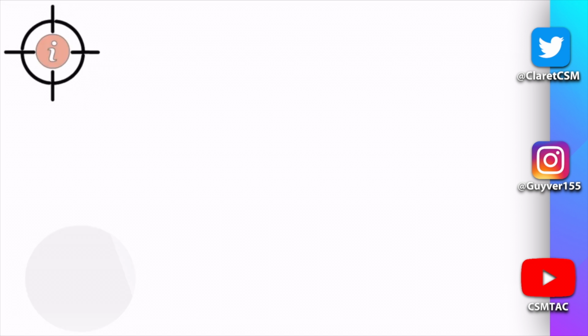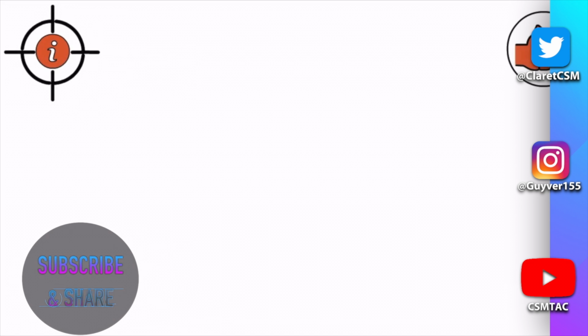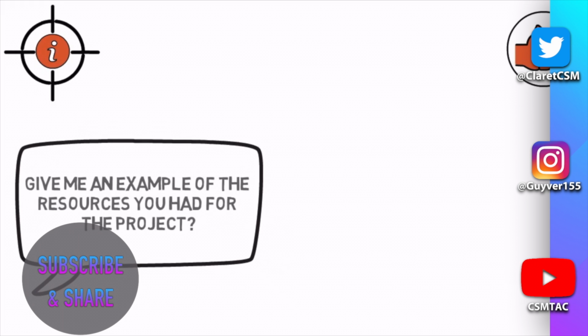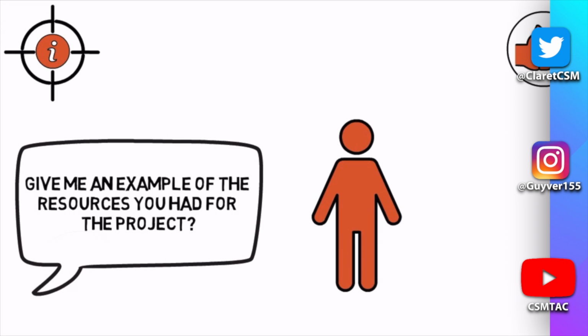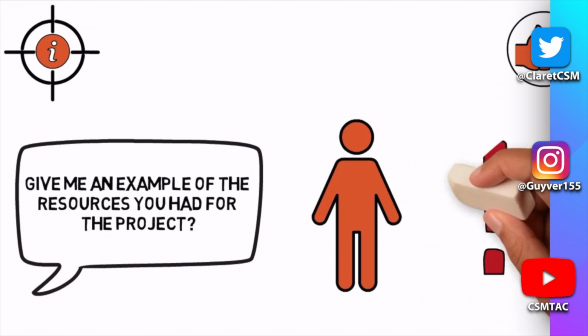If you want the person to focus on the information you need, use a probing question like, "Give me an example of the resources you had for the project." Open body language and a tactful approach help soften their interrogative nature.